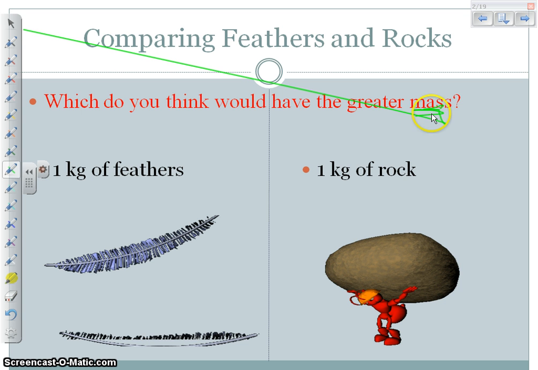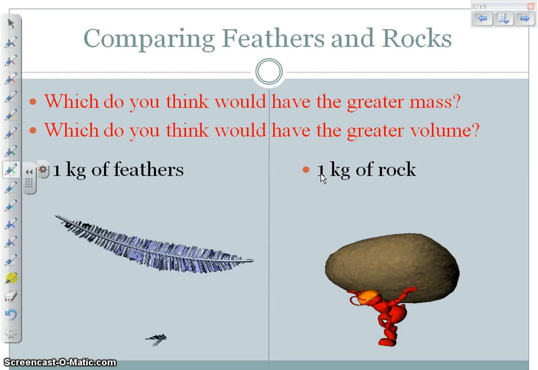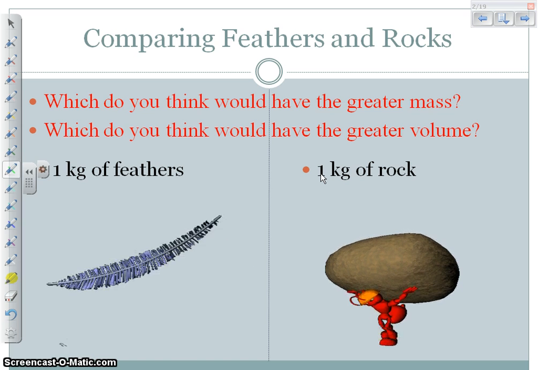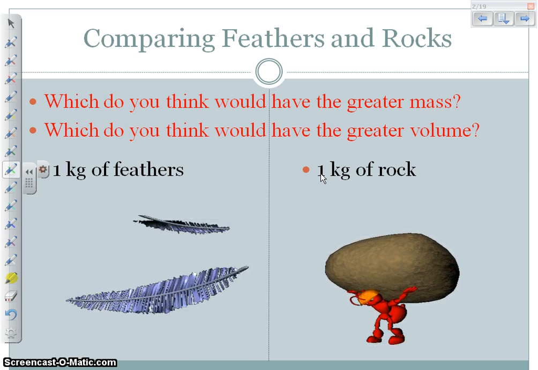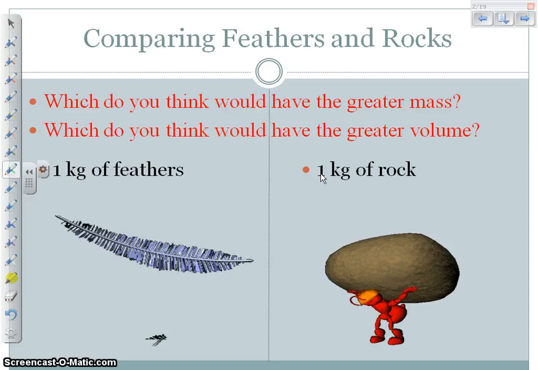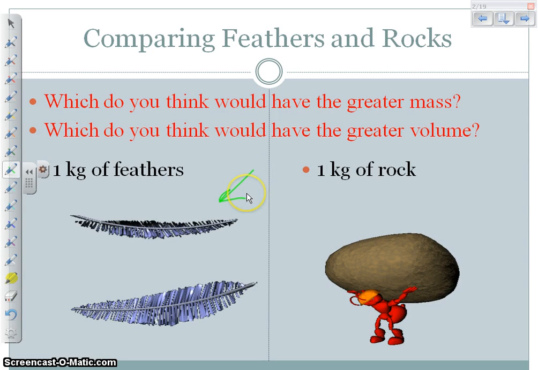which of these two objects has the greater mass, we've got a kilogram of feathers or a kilogram of rocks. And hopefully you've by this point figured out that a kilogram of feathers and a kilogram of rocks has the exact same mass. Of course, the next question we'd ask if we're thinking about density is which has a greater volume. And we would assume that the greater volume would likely be for the feathers because they're going to take up more space.